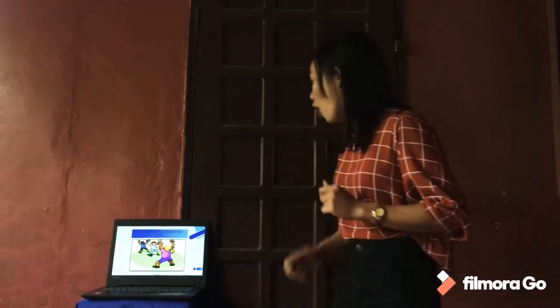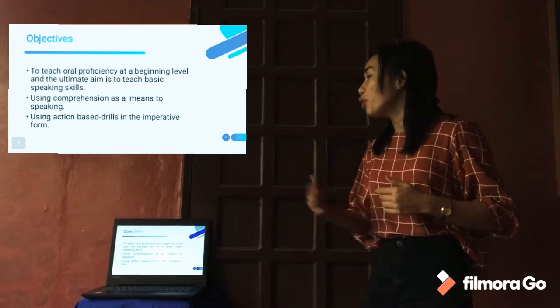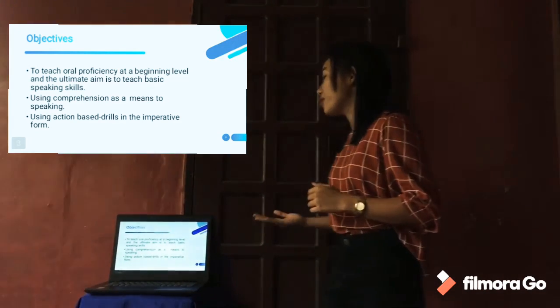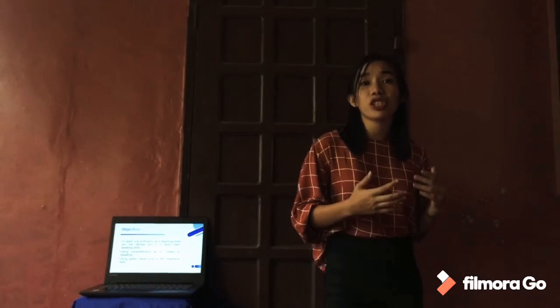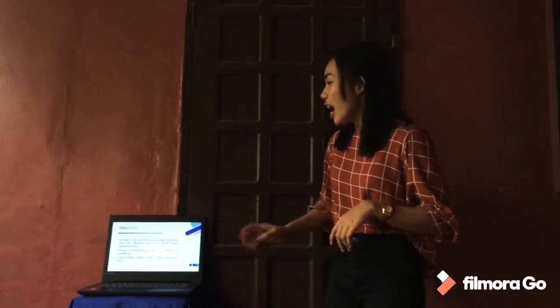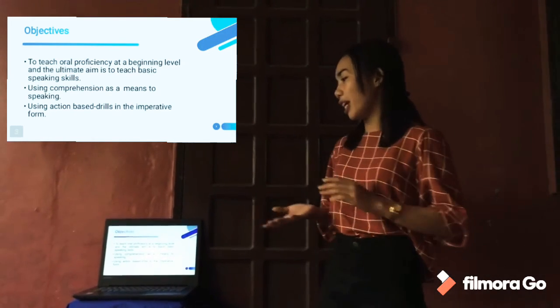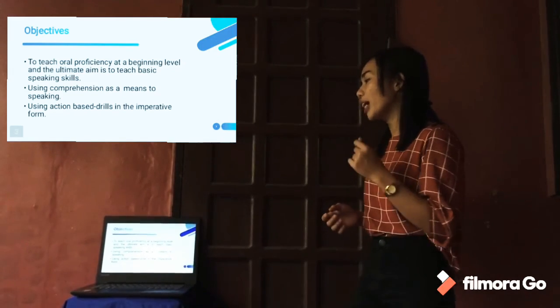Okay, let's have our objectives for the TPR. First, to teach oral proficiency at the beginning level, and the ultimate aim is to teach basic speaking skills. Of course, by the use of gestures and TPR, we could teach young children or young beginners some basic skills. The second one is using comprehension as a means to speaking. And the third one, using action-based drills in the imperative form.